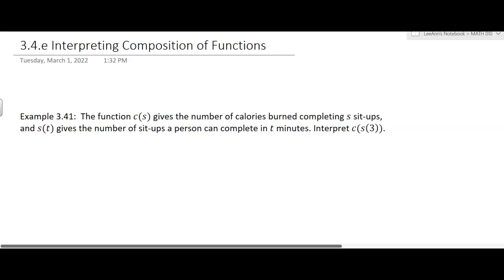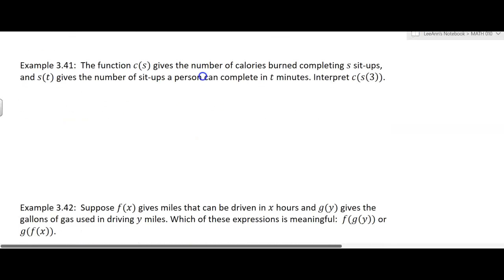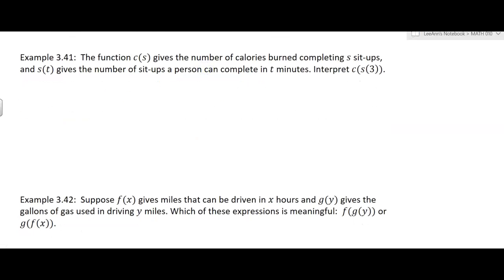So we're trying to wrap our mind around what the composition of functions means. We have an example here. The function C of S gives the number of calories burned completing S sit-ups, okay? And S of T gives the number of sit-ups a person can complete in T minutes. So interpret C of S of 3. Well, what does 3 represent? 3 is the number of minutes that you're going to do sit-ups.